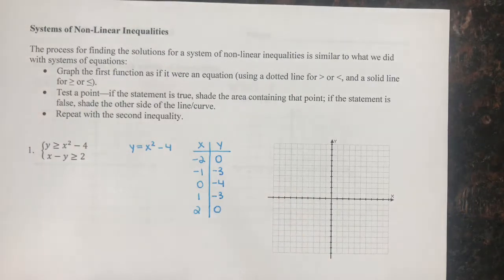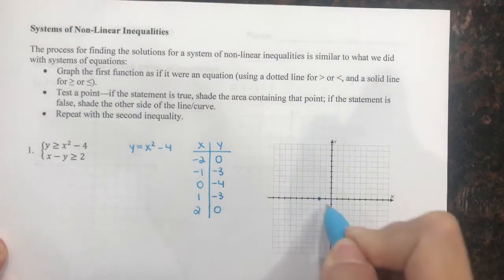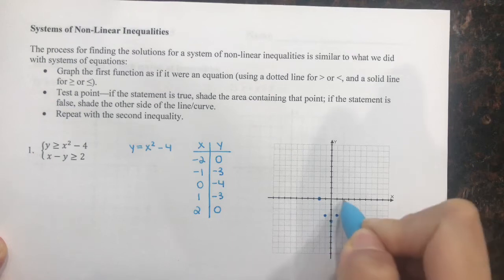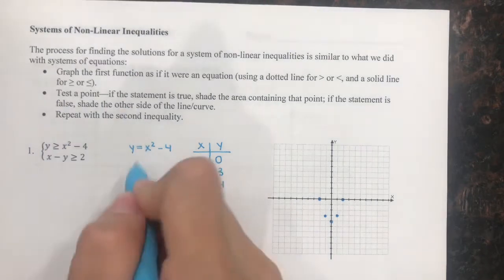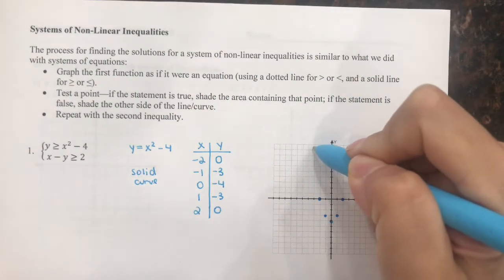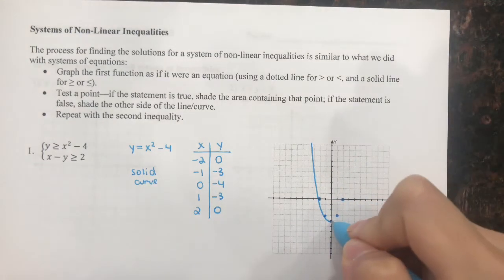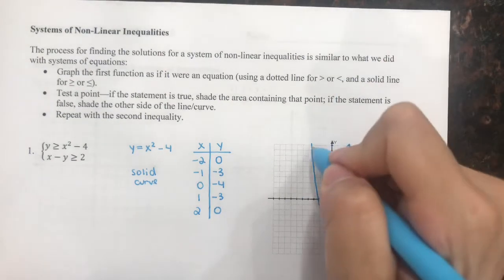But I'm just going to fill in the table. Now when I plot these points, I've got negative 2, 0. My next coordinates are coming here. Now this is going to be a solid line, and in this case, a solid curve. So we're going to try to go through the whole graph if you can. Just extend out each side, something like that.